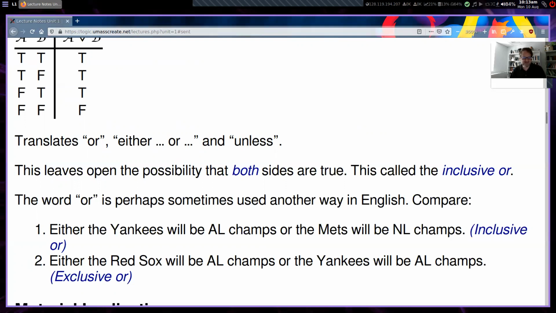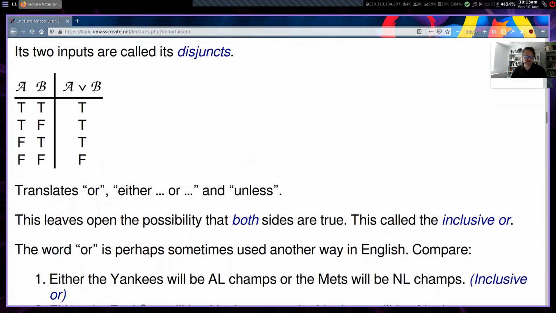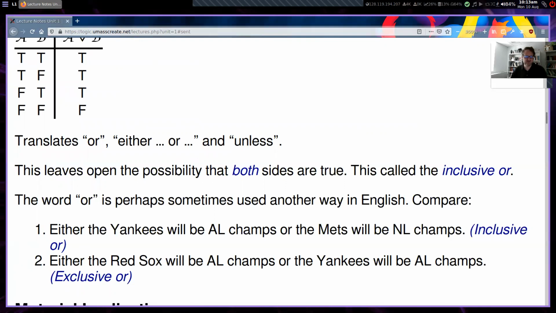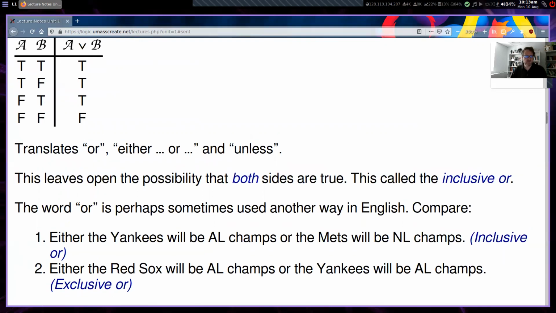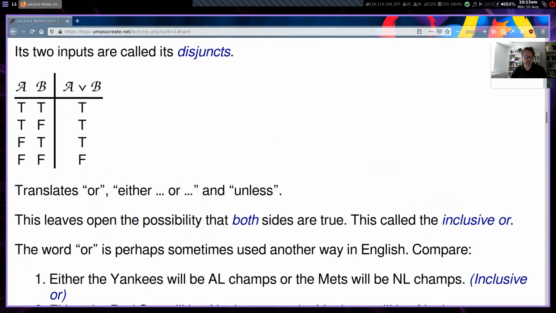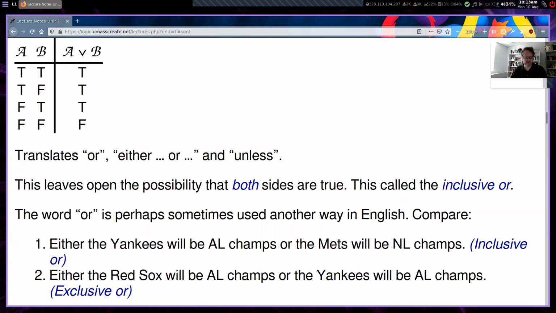Or if I say either the Red Sox will be AL champs or the Yankees will be, those can't both be true. Now, it's a little bit controversial whether that's part of the meaning of the sentence. If it is, then we wouldn't translate that using just the wedge sign. We use a more complicated translation. But our or is going to be the inclusive or. If both sides are true, we regard it as true.